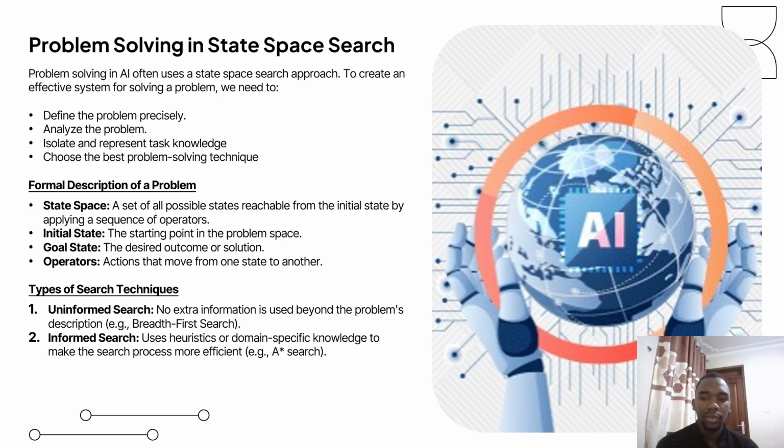So there are basically two types of search techniques. We have uninformed search and informed search. In uninformed search, no extra information is used beyond the problem description, while informed search uses heuristics and domain-specific knowledge to make the search process more effective.